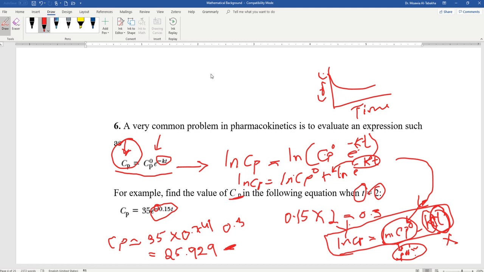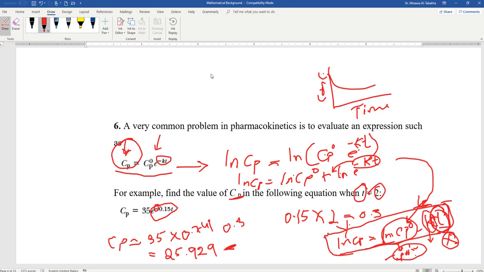We considered it the intercept because it's a constant. Initial concentration, there is only one initial concentration. You cannot have in your body at time zero two different concentrations, just one concentration in the blood, in the plasma. That's why this is your intercept, this is your slope, and this is your x data. And what is your y data? Your y data is ln concentration. And what is this equation?